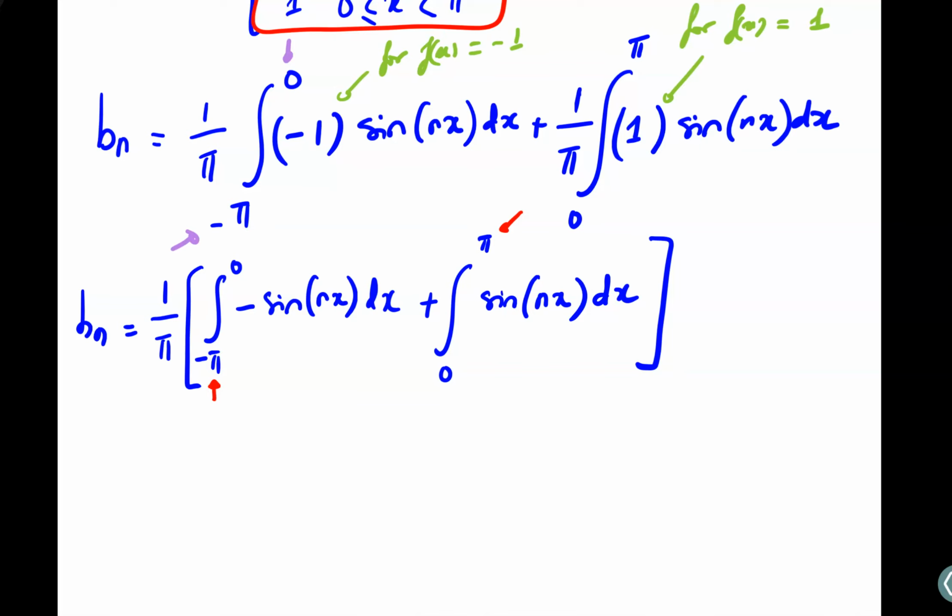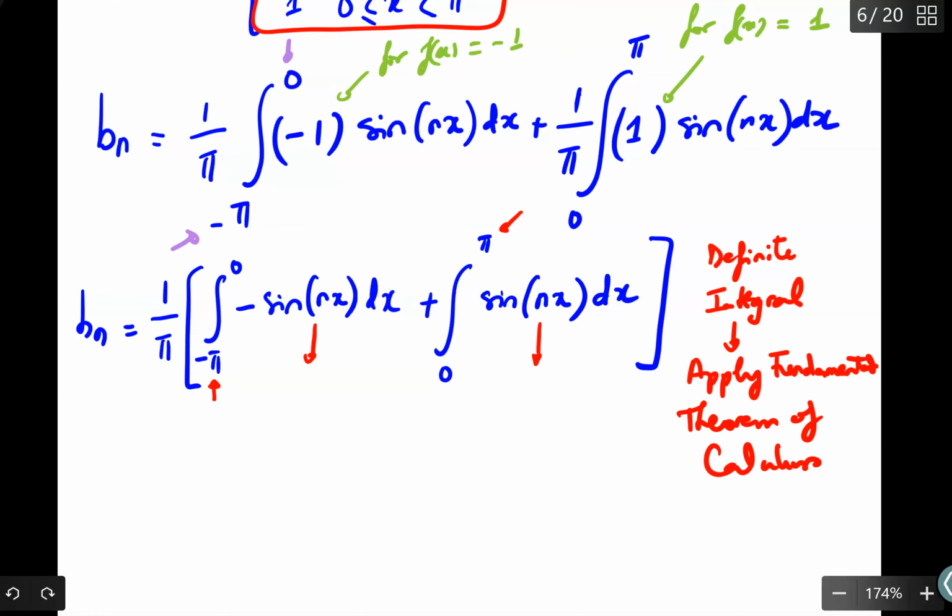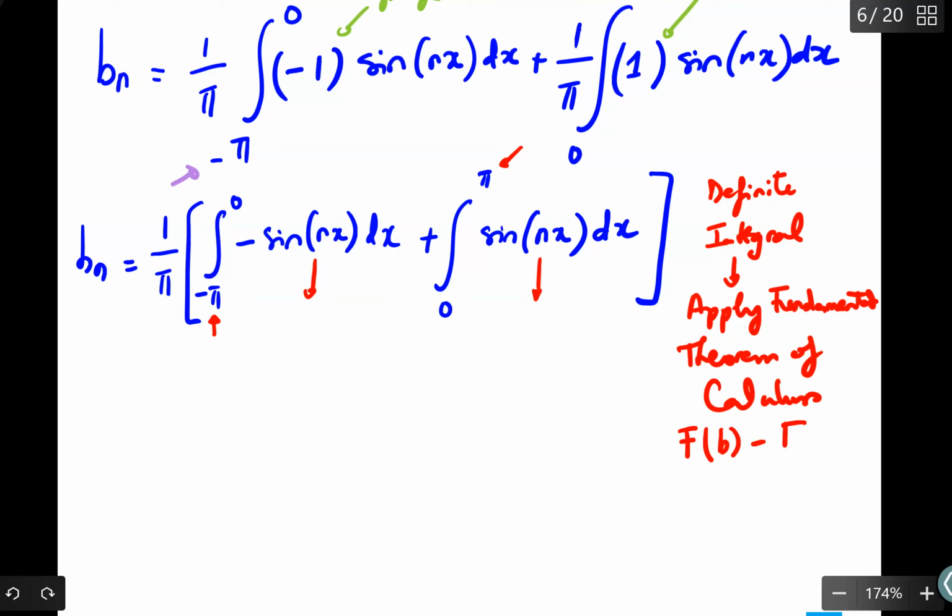So now let's make a note of this. How do we integrate sine of nx dx? And also we have to evaluate that from negative pi to 0, and from 0 to pi. So don't forget, this is a definite integral, and we have to apply the fundamental theorem of calculus. Applying the fundamental theorem of calculus means that you have to evaluate at the upper limit and subtract the value at the lower limit. Before we can do that, let's check, if I integrate sine of nx dx, then what do I have?